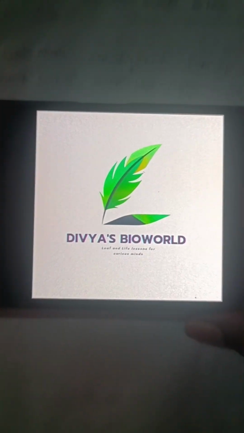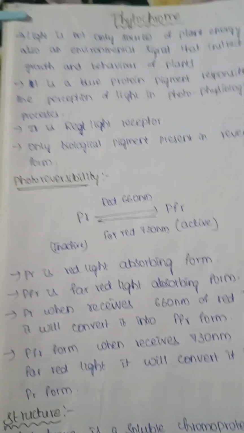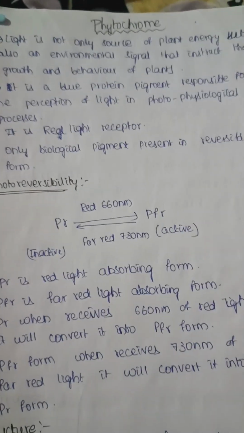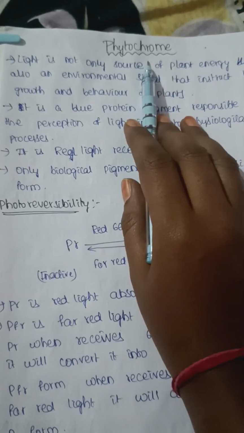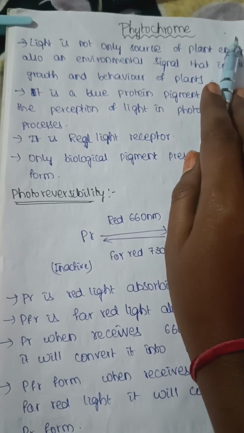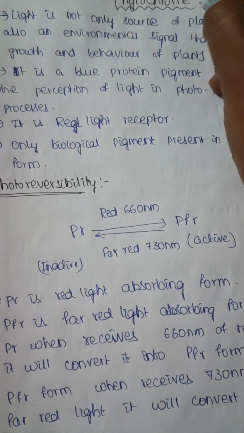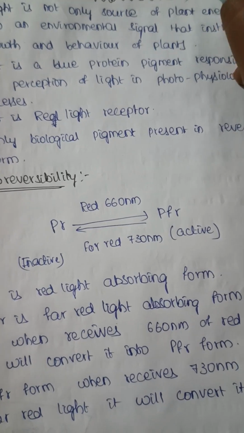So today we are going to discuss about phytochromes, one of the most important topics. Okay, phytochrome. It is a biological pigment. So it is a blue light receptor.